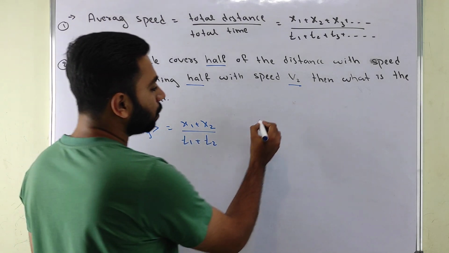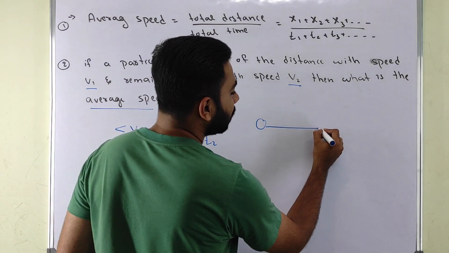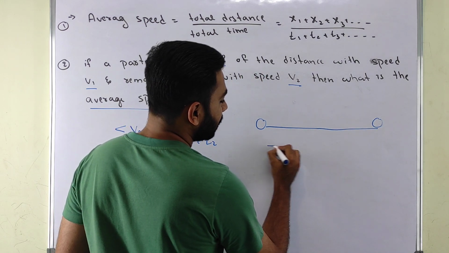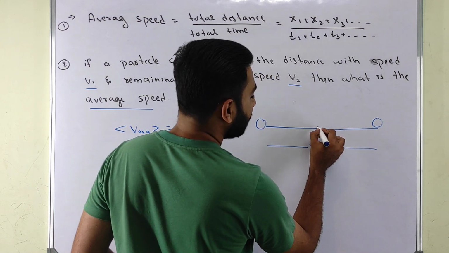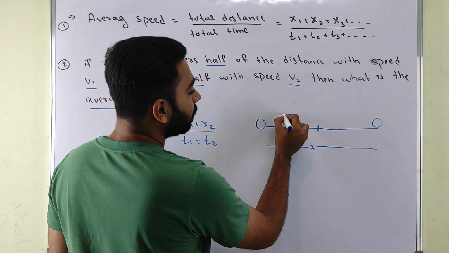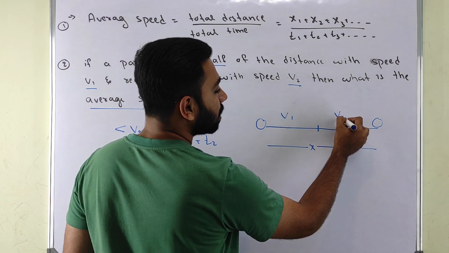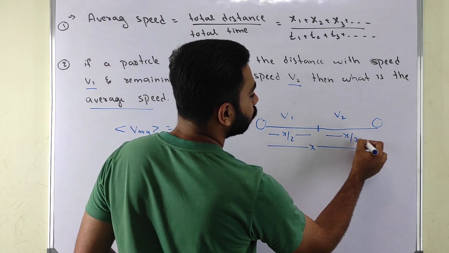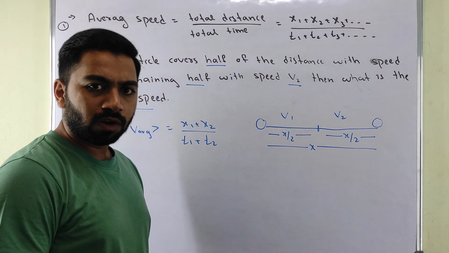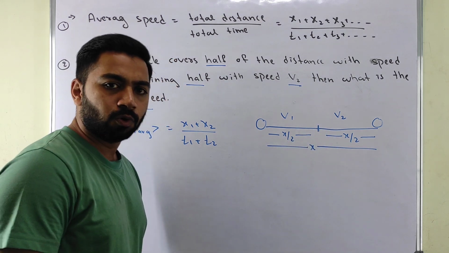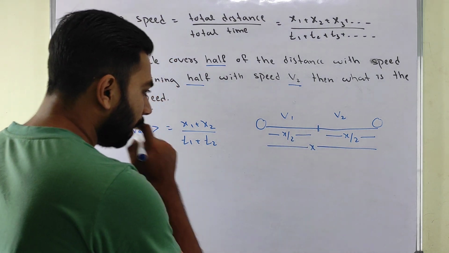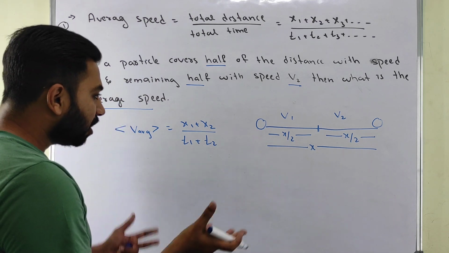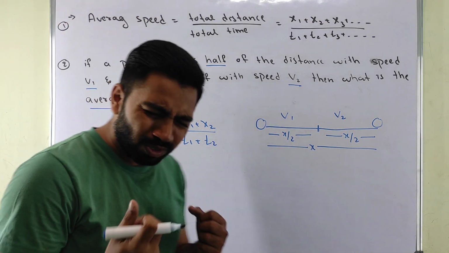They are saying that one particle covers half of the distance, meaning if this is our full distance, then the particle covers half of the distance with velocity v1 and the remaining half with velocity v2. It is x by 2, and it is x by 2. Or if you want to solve very quickly, you can take x and x also. Your wish, no issues. Now they are not talking about time. How to do this question?